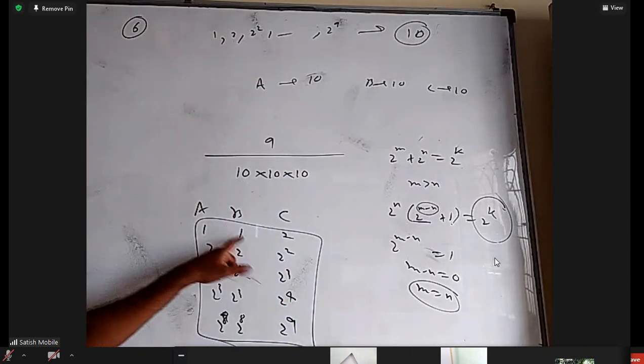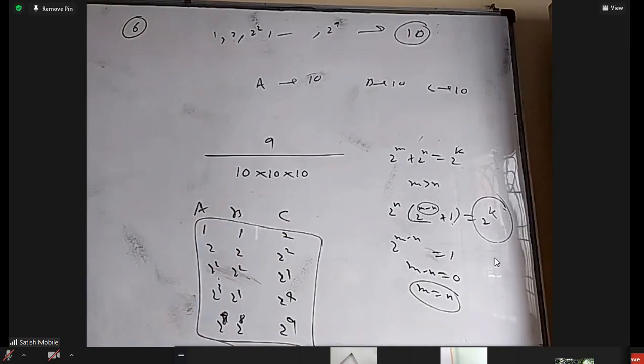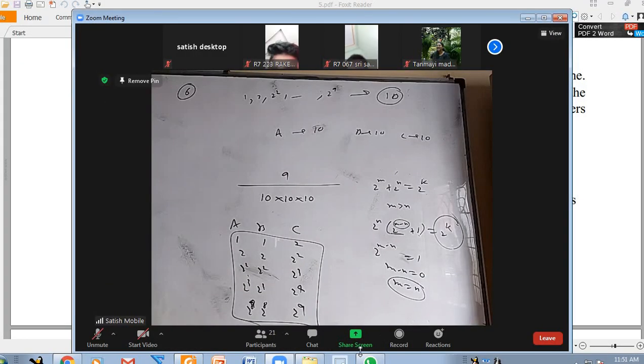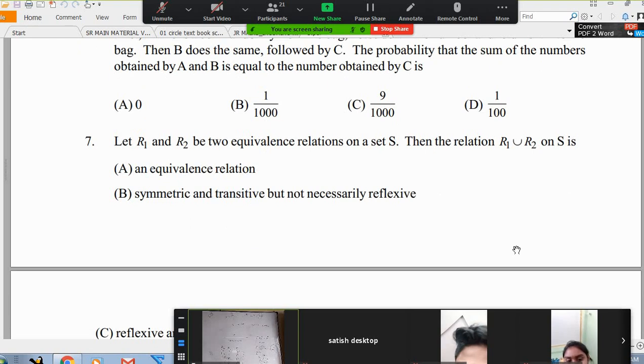So what A got, what B got, what C got, I wrote the full list. And why must these two be equal? They cannot be different. I said their sum, otherwise, will not be a multiple of 2. Is it clear? Somebody please respond. Is it clear? Yes, sir. Okay. Sayana, is it clear? Yes, sir. Okay.